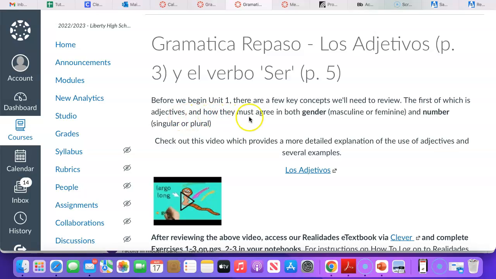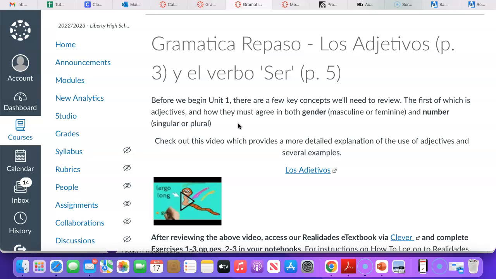So adjectives in Spanish must agree with nouns. An adjective like simpático needs to agree with the noun that it modifies, or that it describes, in two ways. It needs to agree with that noun in terms of gender, whether the noun is masculine or feminine. That's how we determine whether we use the O or A ending, right? So simpático would be masculine, simpática would be feminine. Number, referring to whether that noun is singular or plural, right? One thing or more than one thing.